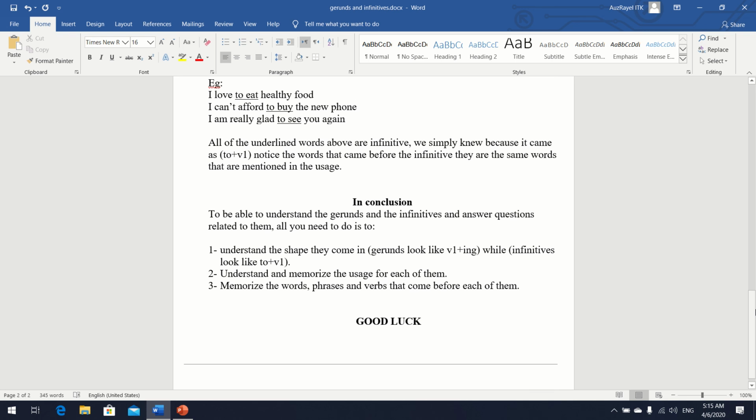In conclusion, to be able to understand the gerunds and the infinitives and answer questions related to them, all you need to do is to understand the shape they come in. Gerunds look like verb 1 plus ing, while infinitives look like 2 plus verb 1. Understand and memorize the usage for each of them. You always need to understand the usage for anything new to you in order to use it.